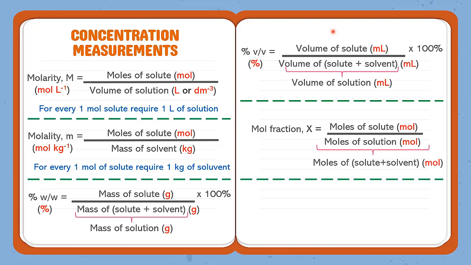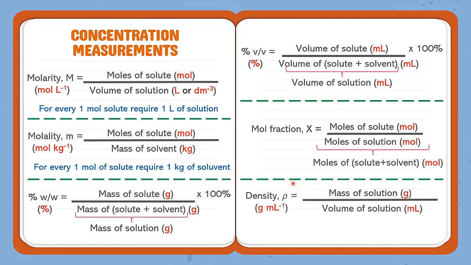Lastly is the density. So density, we have this rho symbol. Densities of solutions have the unit of gram per mL, sometimes gram per liter, depending on the questions. Everything on density usually belongs to solutions. This gram suggests the mass of solutions, while this mL or liter suggests the volume of solutions.